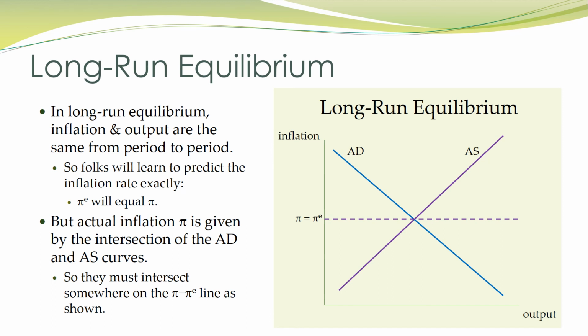We define the long-run equilibrium as a situation in which the economy has settled down, fluctuations have ended. In particular, the inflation rate is constant from one period to the next. In such a situation, it's reasonable to believe that consumers and firms will learn to predict inflation perfectly. Actual and expected inflation will be equal. But actual inflation is determined by the intersection of the AD and AS curves. So this intersection must occur somewhere on the expected inflation line as shown.